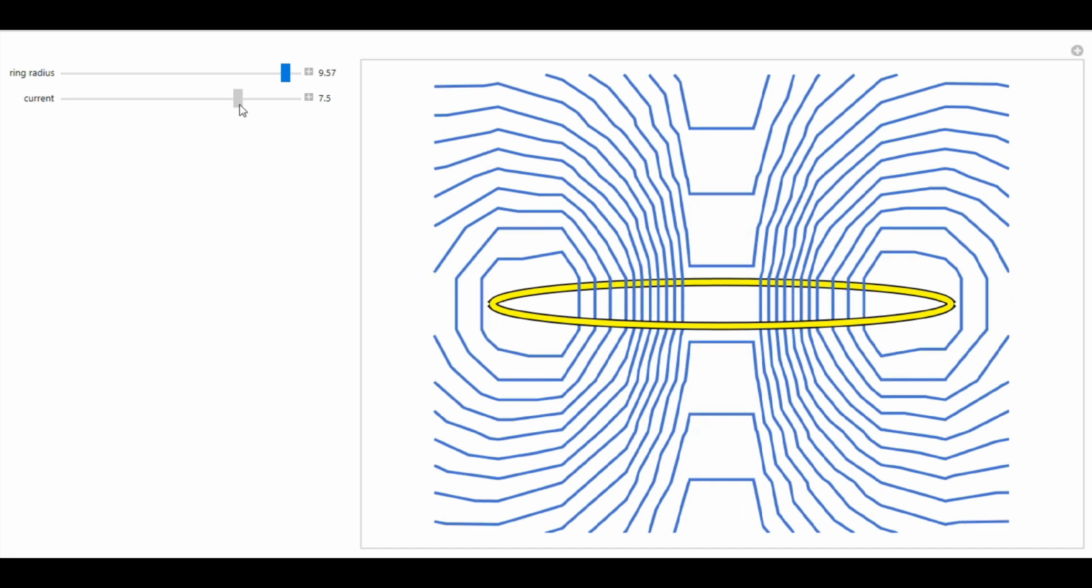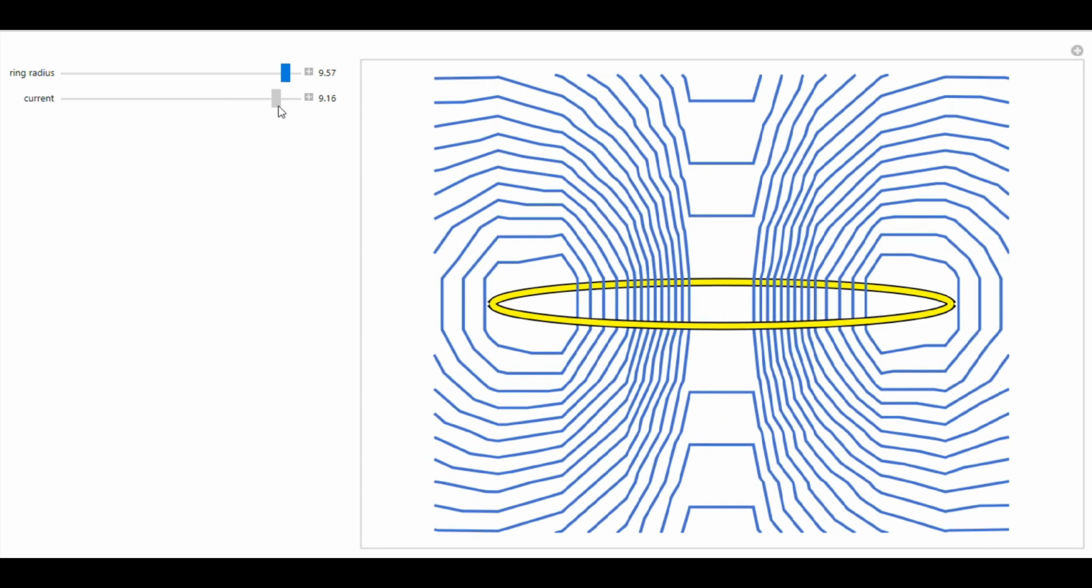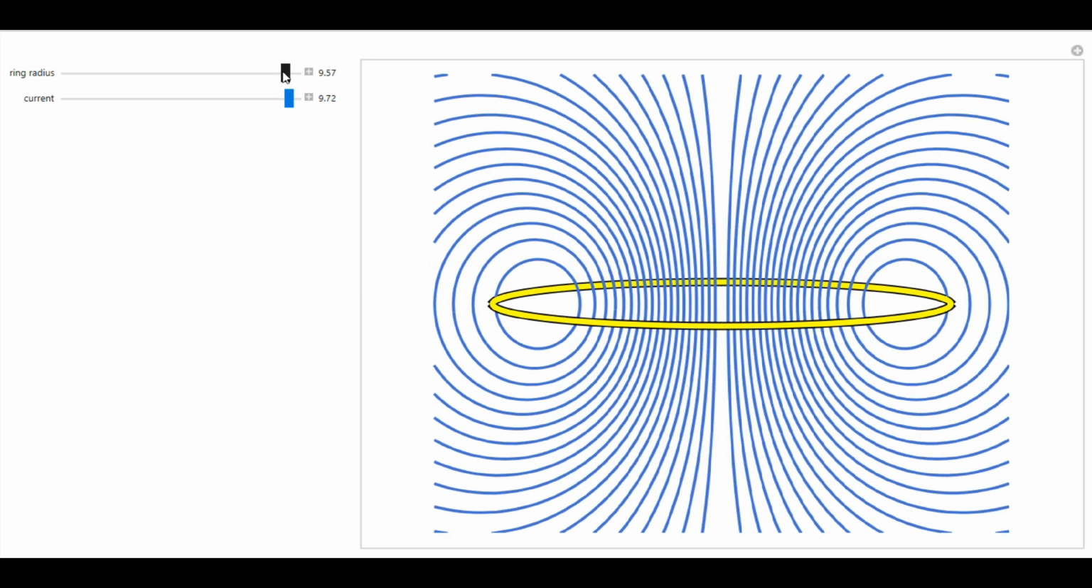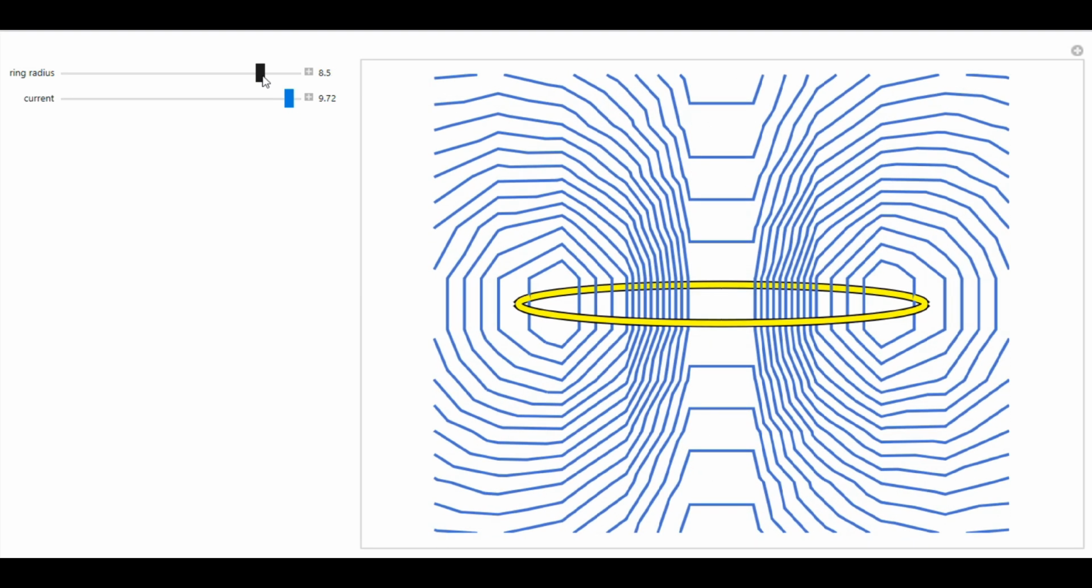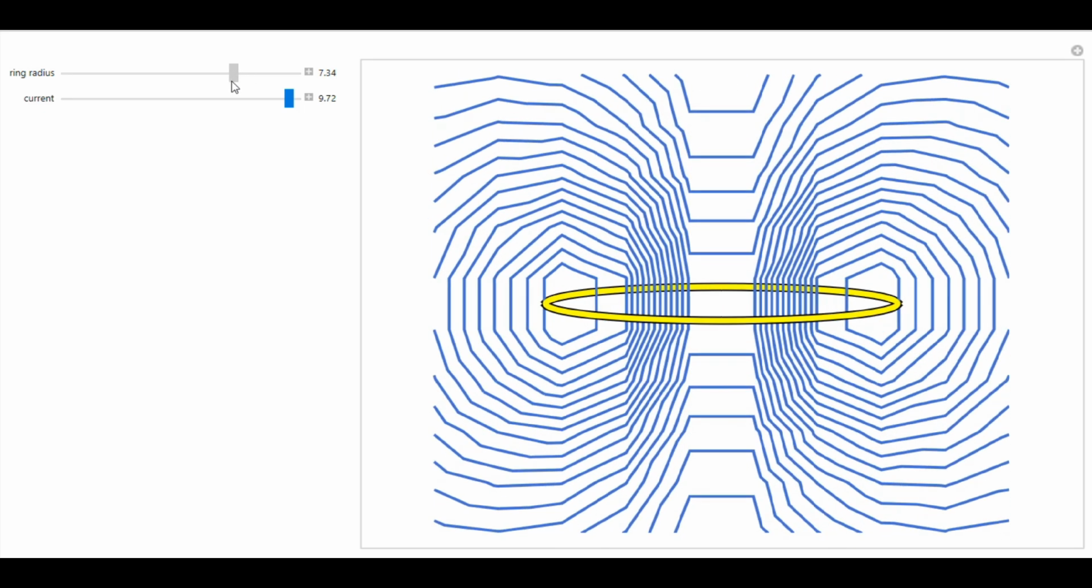The field of a point dipole decreases rapidly with distance, following the inverse cube law. This means that even though the field is strong near the dipole, it becomes very weak as you move away. This behavior is similar to how the gravitational field of a small object weakens with distance.